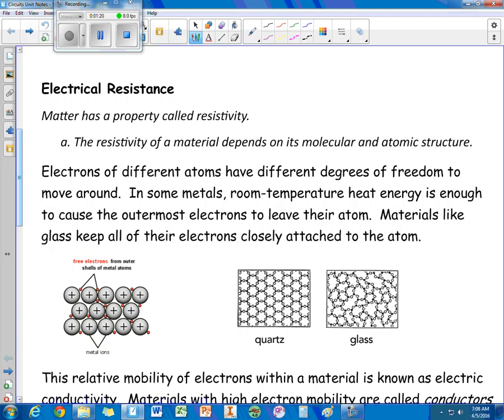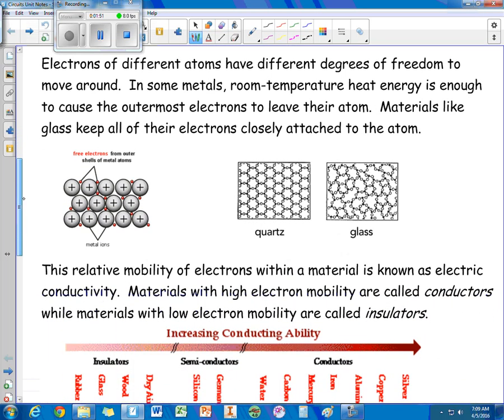So for metals, room temperature heat is enough to cause those electrons to leave their atom. And we call those metallic bonds, where the electrons are collectively shared by all the positive ions. We call those moving electrons the sea of electrons. However, materials like glass, where there's covalent bonds holding them together, are going to keep all of their electrons closely attached to the atom. So here's a couple of diagrams here.